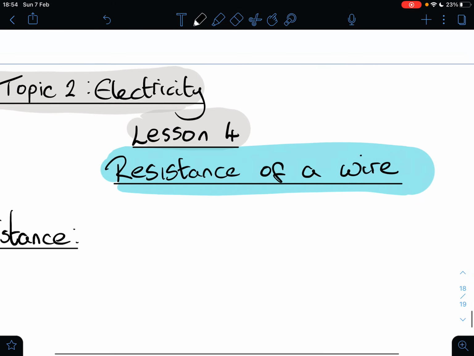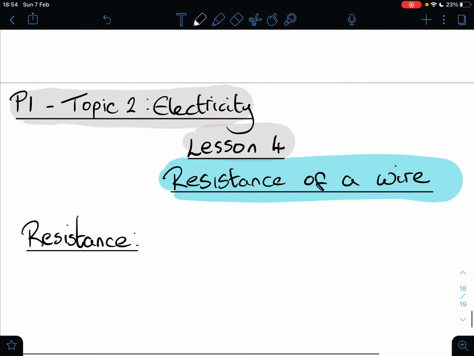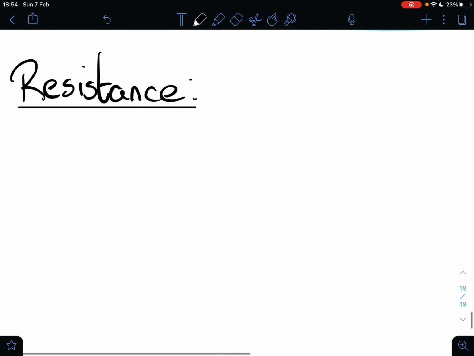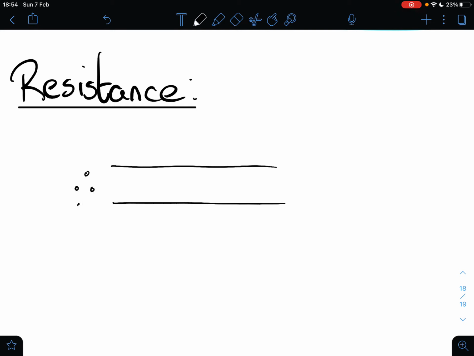Okay, welcome to topic 2, electricity, lesson 4: resistance and resistance of a wire. So first thing we'll ask ourselves is, what is resistance? I want you to imagine a wire, and inside we've got the electrons, the charges, and their job is to get from one side of the wire to the other.